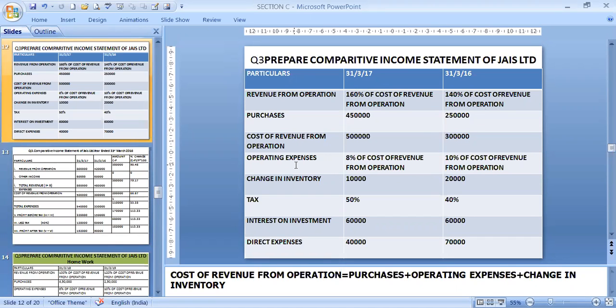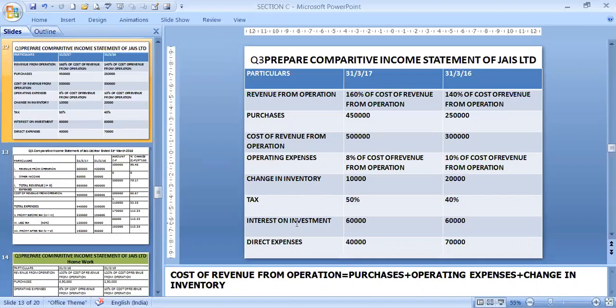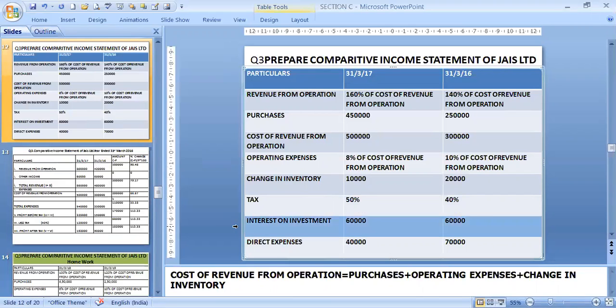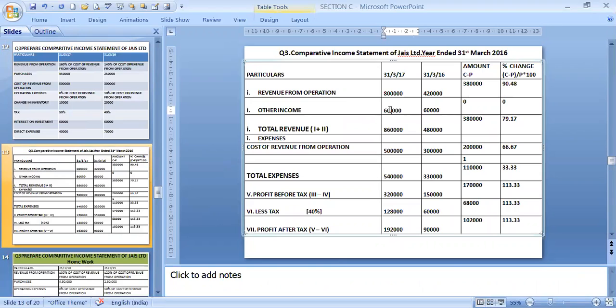Then other expenses we don't have to take, and changes in inventory we will not take. We have revenue and cost, we subtract and we get the profit. For total revenue, one more item, other income, was also there: interest on investment, 60,000 in both cases. That is our other income, 60,000. So after adding this other income, we get our new total revenue, 8,60,000 and 4,80,000.